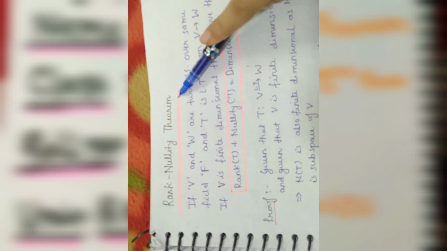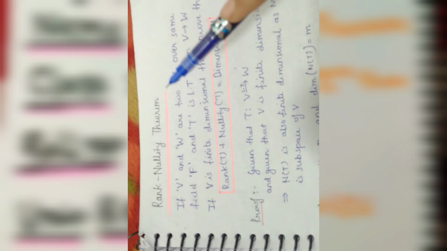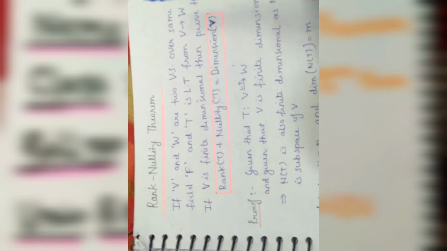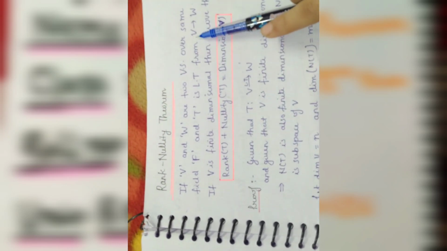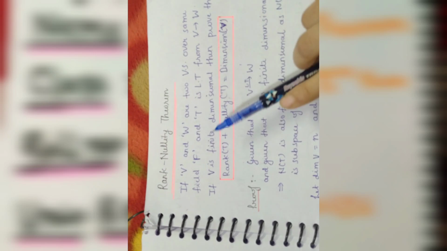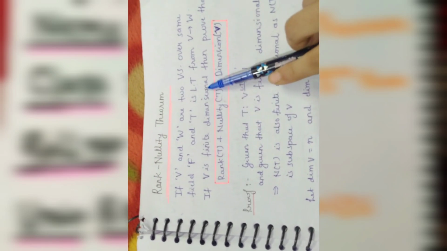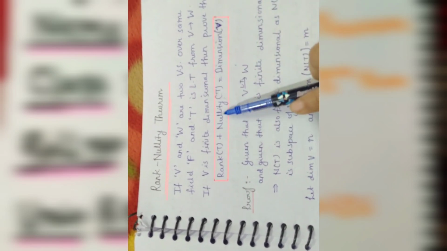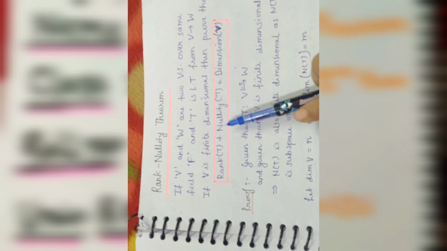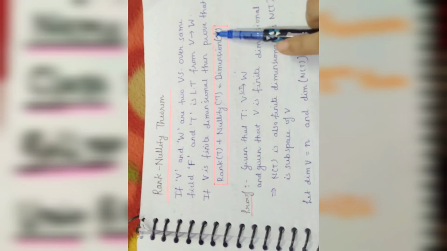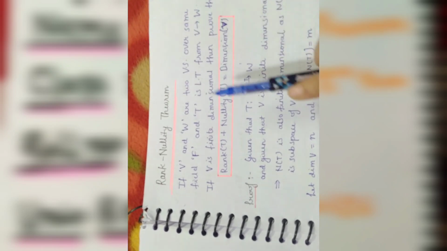Now our topic, the most important topic, the rank nullity theorem. If V and W are two vector spaces over the same field F and T is a linear transformation from V to W and V is also finite dimensional, then we have to prove that rank of T plus nullity of T is equal to the dimension of that set V.